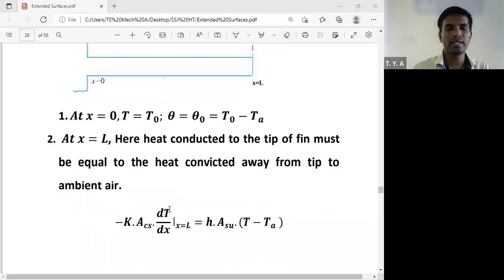So heat conducted कशी फाइंड आउट करते आपण, K into A into dt by dx. So dt by dx कुठला फाइंड आउट करायचा आपल्याला, at the end of the fin. So therefore x is equal to L. dt by dx at x is equal to L and h into A into t minus ta. ओके, आता इथे मला कोणी सांगू शकते का, क्रॉस सेक्शन एरिया आणि सरफेस एरिया हे दोन्ही सेम असतील का वेगळे असतील? Anyone? So in the conduction we have taken the ACS, cross section area, and in the convection we have considered that ASU, that is surface area. Whether these two areas are same or different?